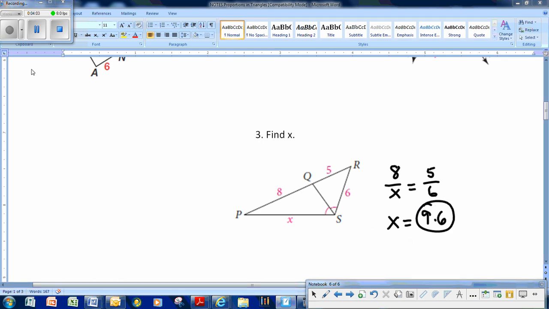That concludes the lesson on proportions that fall in triangles.